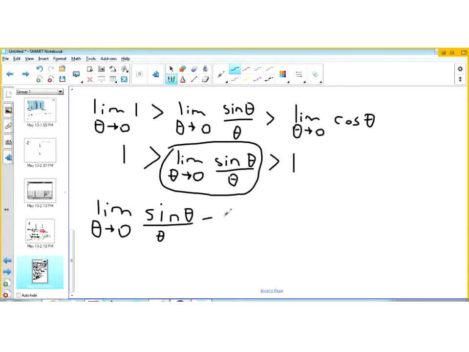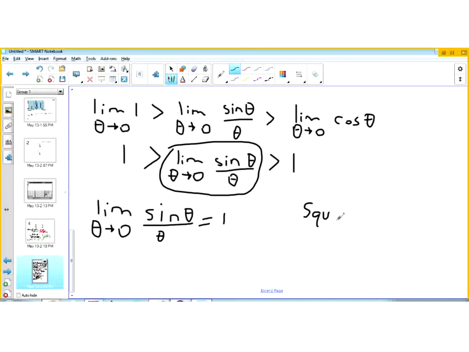And I think there's an error in my notes. I think I have this written as 1. That should be 0. And so by the squeeze theorem, if the quantity is less than 1 and greater than 1 at the same time, then it must be that quantity 1. So by the squeeze theorem, this limit is 1.